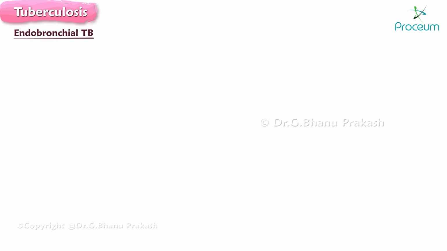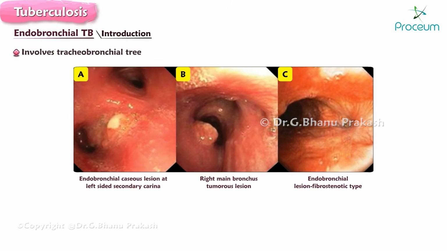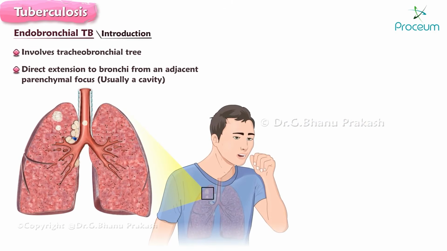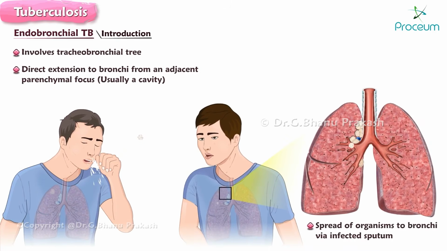Endobronchial tuberculosis. Introduction. Endobronchial tuberculosis is defined as a tuberculosis disease that involves the tracheobronchial tree. It may develop via a direct extension to the bronchi from an adjacent parenchymal focus, usually a cavity, or via the spread of organisms to the bronchi via infected sputum. Lesions are more likely to be observed in the main and upper bronchi.